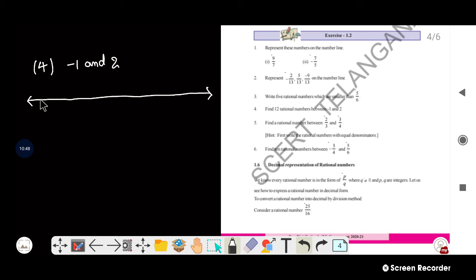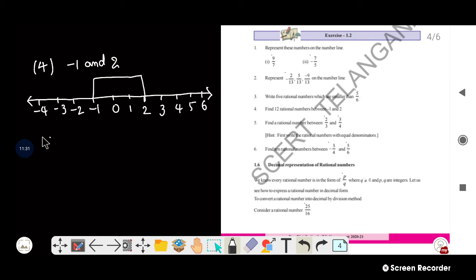So -4, I am writing -4, -3, -2, -1, 0, 1, 2, 3, 4, 5, 6. Okay, in between that -1 to 2. So how many are there? We can write it. So 12 we need to write first of all.